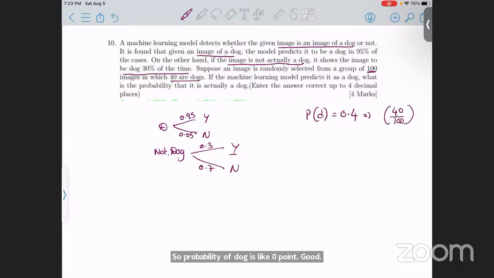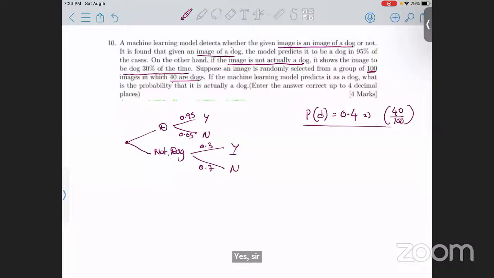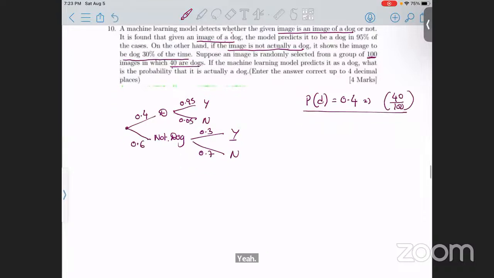Hello, are you guys listening? Yes, sir. Given that probability of dog is 0.4 and not dog is 0.6. If the machine learning model predicts it as a dog, listen carefully. Can you explain again, from the beginning?